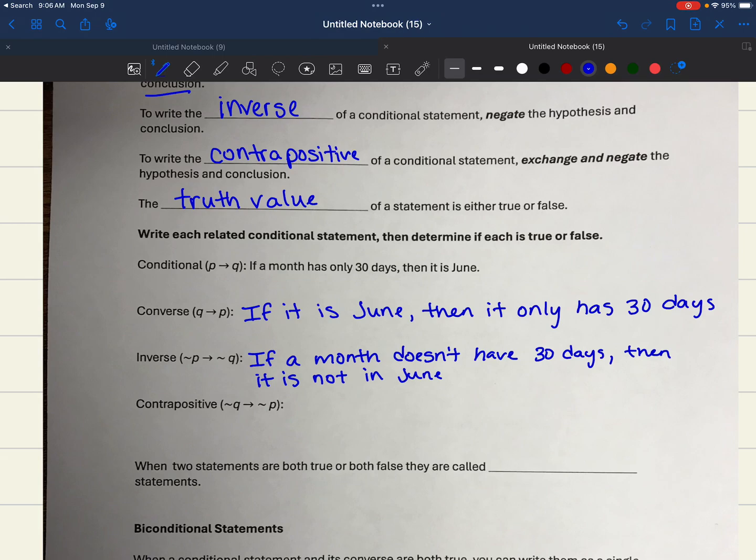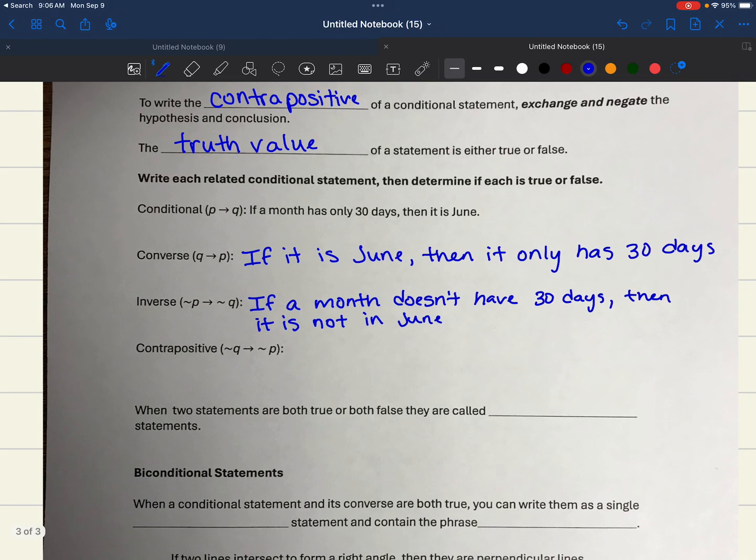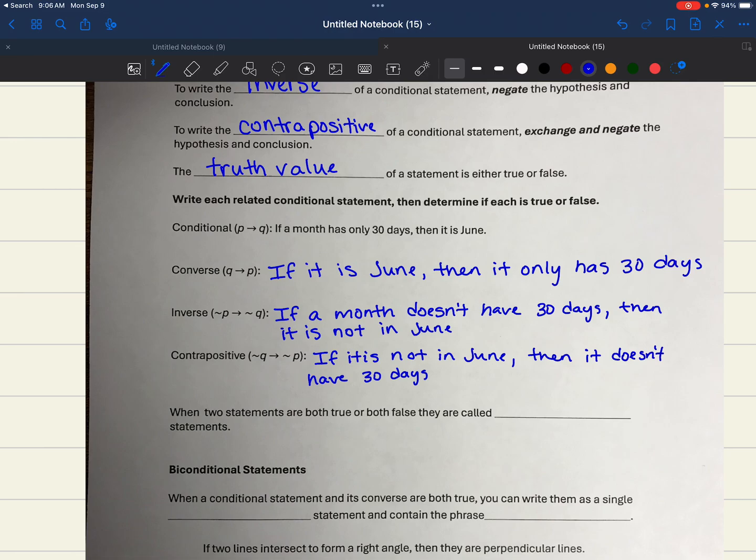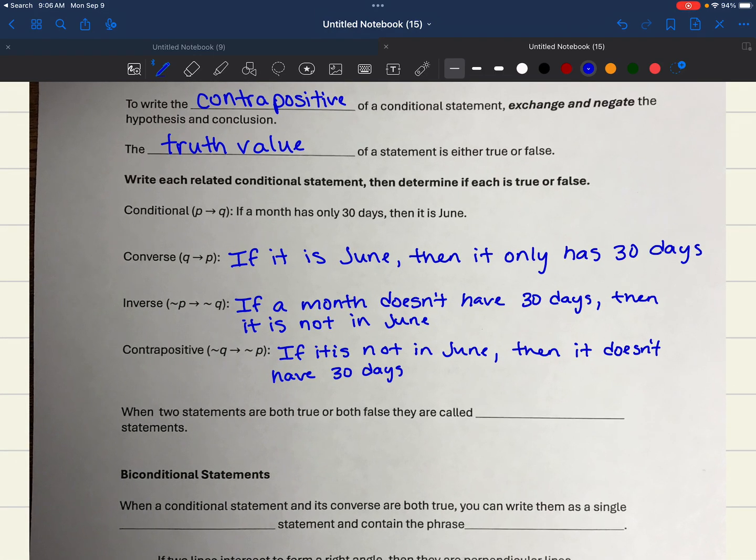And then the contrapositive basically just flips the inverse. So the one we just wrote, now just change the order. So somebody besides Austin, tell me what the contrapositive would be if we switch the order of the inverse. If it is not June. Good. If it is not in June, then what? Good. Then it doesn't have 30 days. Okay.